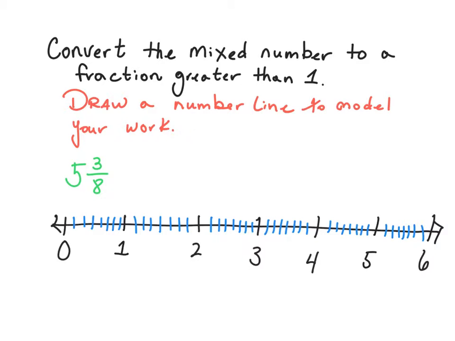So from 0 to 1 is going to be 8/8. 1 to 2 is going to be 16/8. 2 to 3 is going to be 24/8.